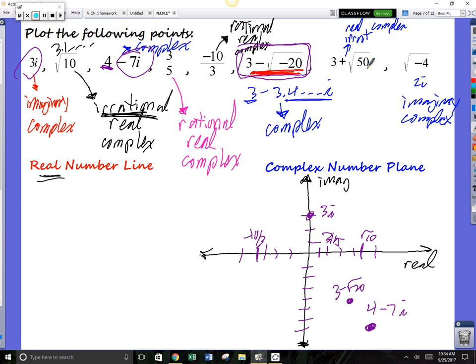The 3 plus square root of 50, that was 10 something, so that's under my real number line. And then this guy, square root of a negative 4 is 2 imaginaries, and that lives really close to the 3 imaginaries. That lives right here. So there's 2 imaginaries.